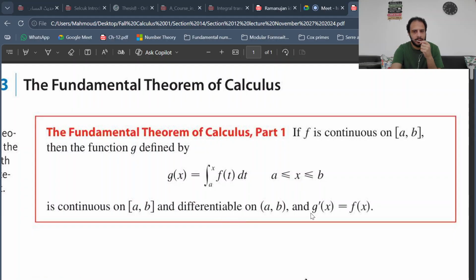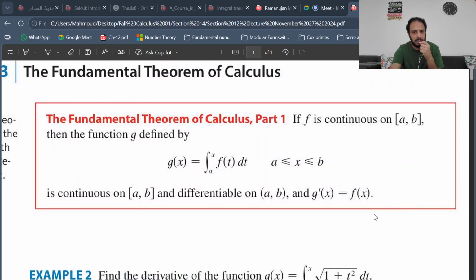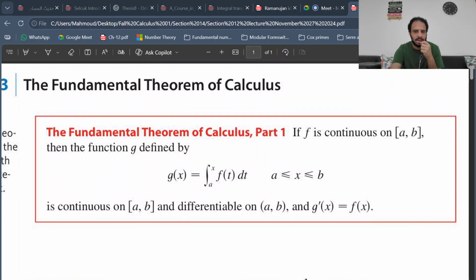See here, and g prime of x equals f of x. So here when I differentiate the integral from a to x of f of t dt, I just put x inside the f. So the result is f of x, okay? Let's solve this one here.